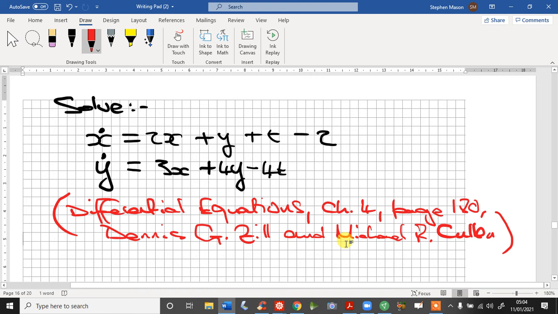Hello. I want to explain how to solve another system of ordinary differential equations, such as the ones written here. The reason why I want to do another video on this system of two differential equations is because I have done videos before.